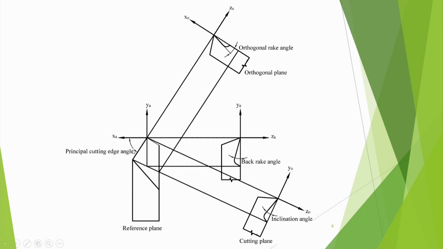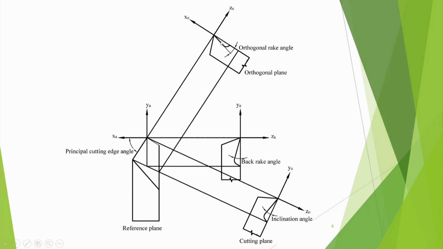and then in the cutting plane, you know the cutting plane is the plane that contains the velocity vector, and also it contains the cutting edge. So that cutting plane is orthogonal to the reference plane. In this plane, you are getting inclination angle. This is the inclination angle that is visible to you. Inclination angle 0 means it is orthogonal cutting.